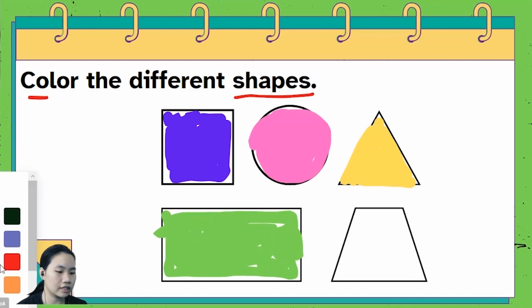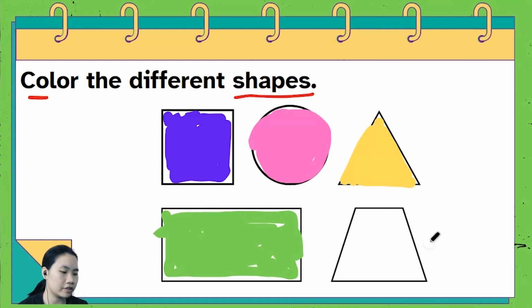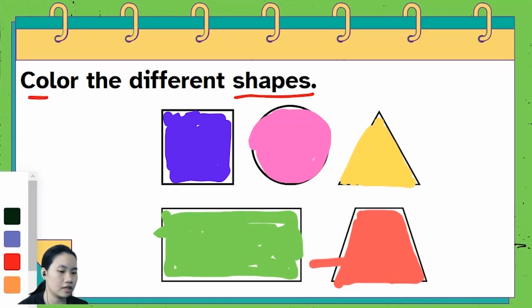And last but not least, I'm going to pick red for this shape. So this shape is a little bit difficult, but do you still remember the name? It is a trapezoid. We have a red trapezoid. Okay, trapezoid. Let's go through each shape one by one.